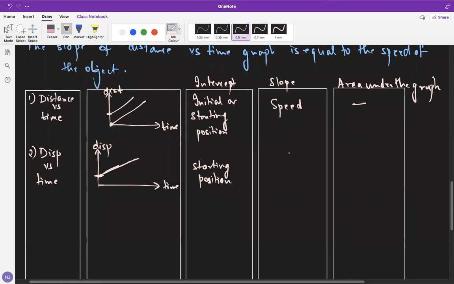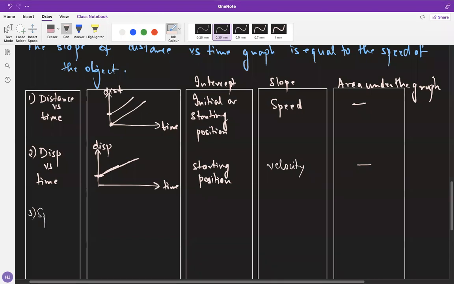What about the slope? Go on, Kabir. What will the slope of displacement versus time graph be? Would it still be speed, or velocity rather? Yeah, the velocity here. And area under the graph is no information.